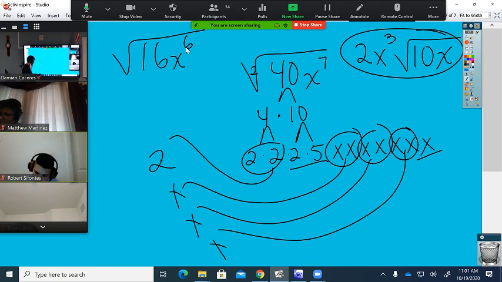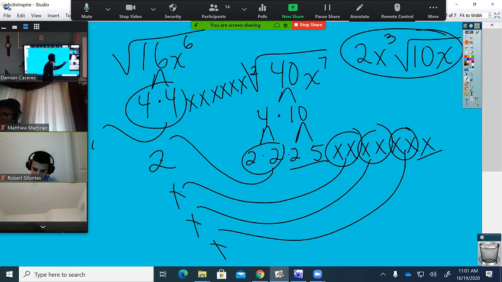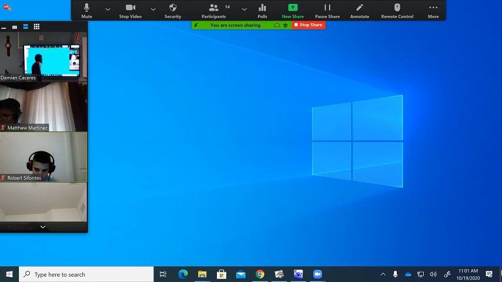Alright, let's see. 16 breaks down to be 4 times 4. I know they give you broken down more, but there's no point in doing that because it already repeats twice. Now, we also have 6 x's. So, since the 4 repeats twice, it comes out once. We have 1, 2, and 3 sets of x's. So it's x to the third. There's nothing else left in there, so the answer is 4x to the third.